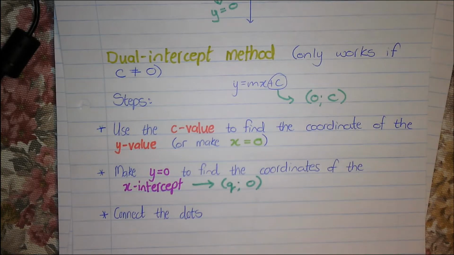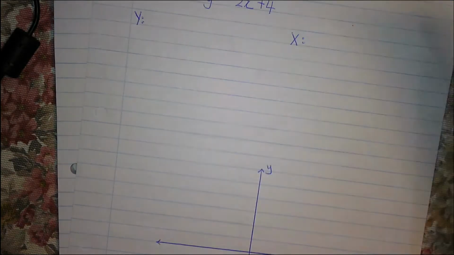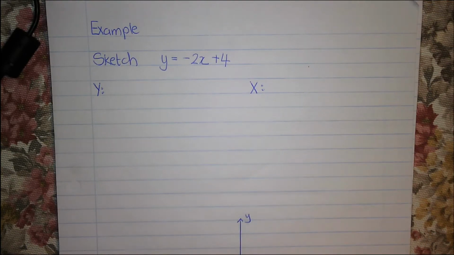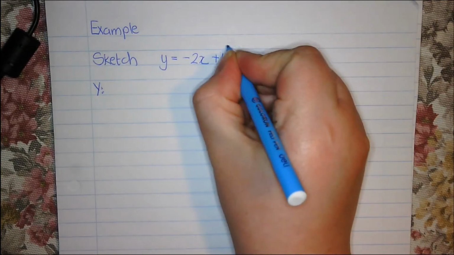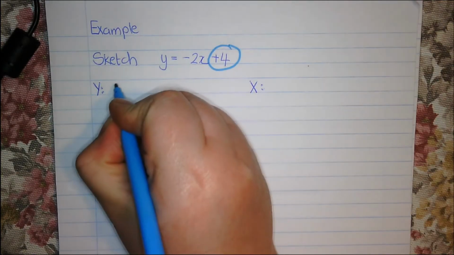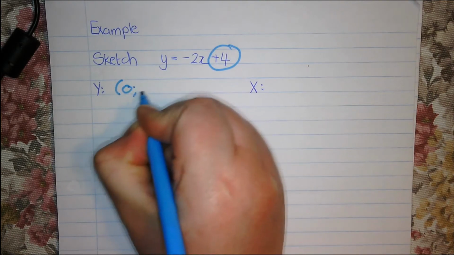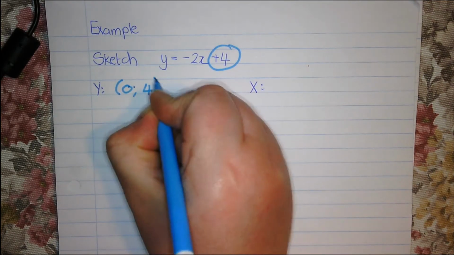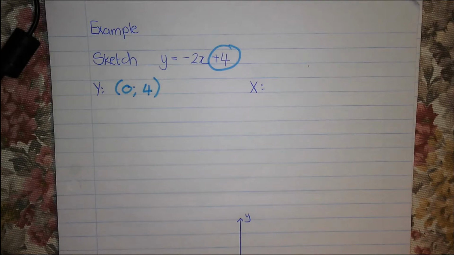And then you connect the two dots. Okay, so let's do an example of this one. We're going to sketch the line y equals negative 2x plus 4. So for the y-intercept, the y-intercept is just this value over here. That's (0, 4), because we just said that the c value represents the y-intercept.